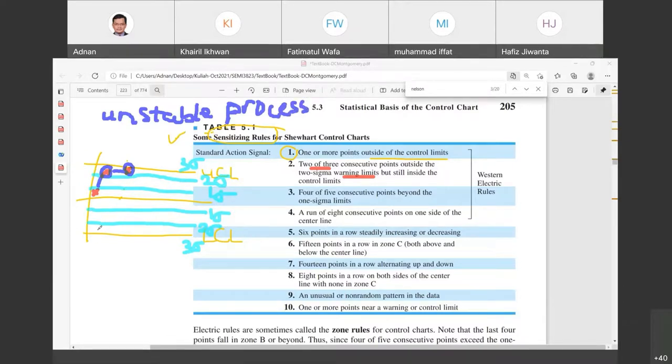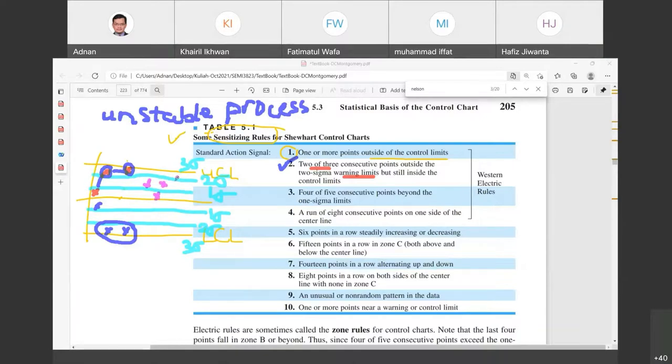The same thing might also happen here. Out of three points beyond two sigma, the earlier point may be here and two points here. So this also shows the process is unstable. This is rule number two. Rule number three says four of five consecutive points beyond one sigma. One sigma is here. So from five points, let me change the color. Out of five, you have one, and you may have another point here.